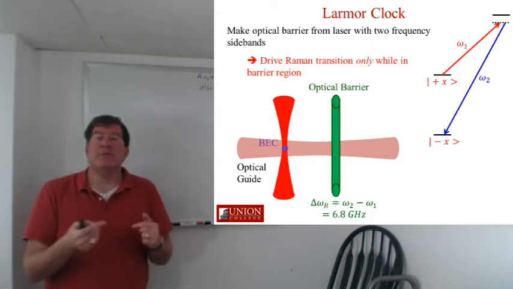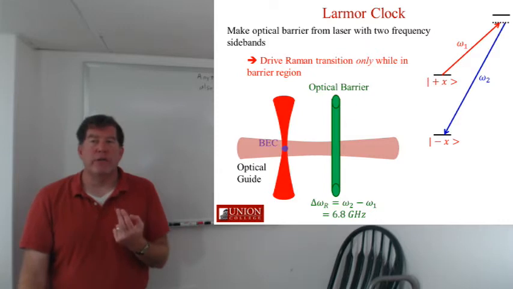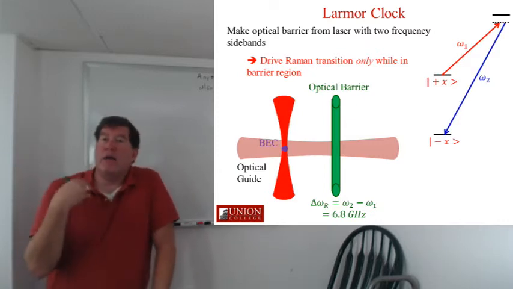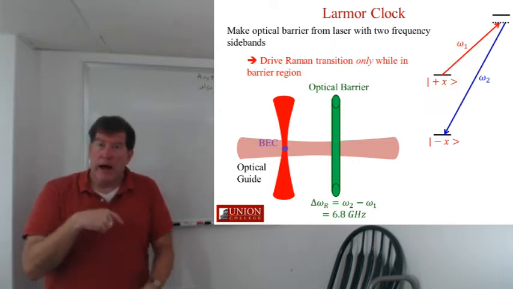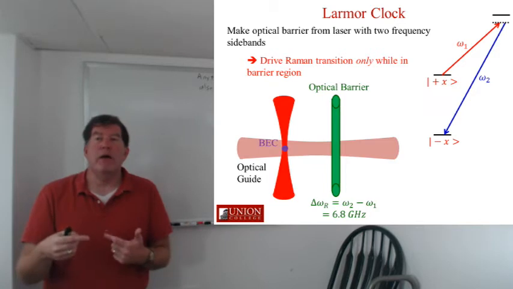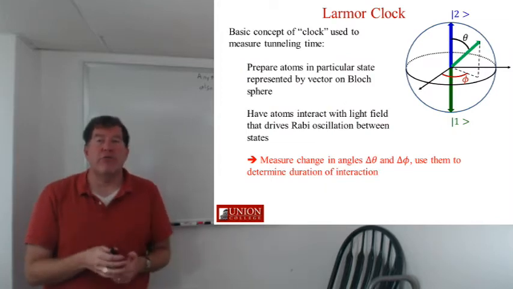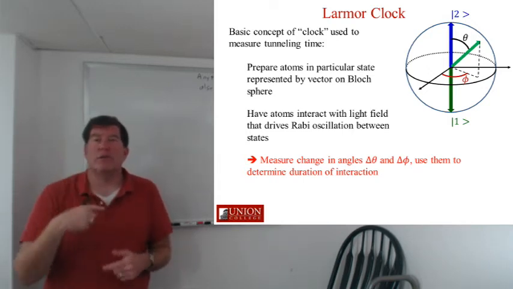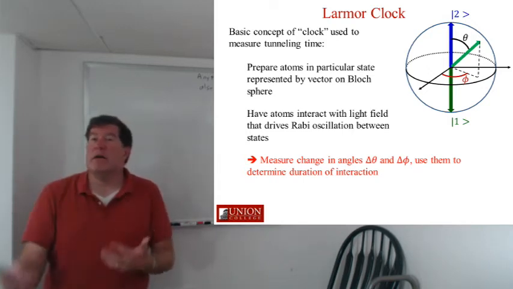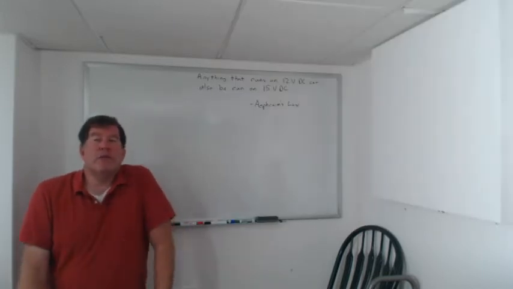All right. At the same time, this barrier region contains two very close together laser frequencies that drive a Raman transition, a two-photon transition from the plus X state to the minus X state. That transition takes some time, and that passage of time is reflected as a change in an angle on this Bloch sphere picture as the atoms undergo Rabi oscillations from plus X to minus X back to plus X and so on. So this is the scenario that's happening. What do the results of the experiment look like?